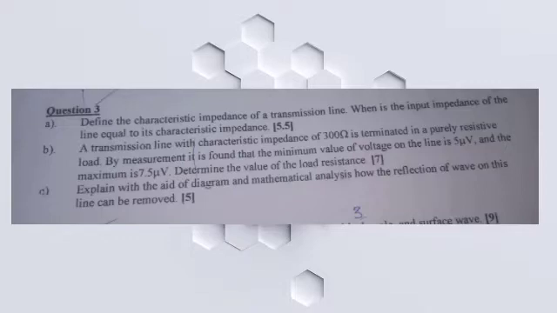I'll be solving question 3b, which says a transmission line with characteristic impedance of 300 ohms is terminated in a purely resistive load. By measurement, it is found that the minimum value of the voltage on the line is 5 microvolts and the maximum is 7.5 microvolts. Determine the value of the load resistance.